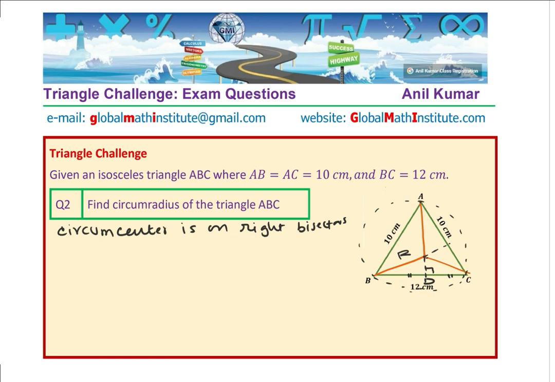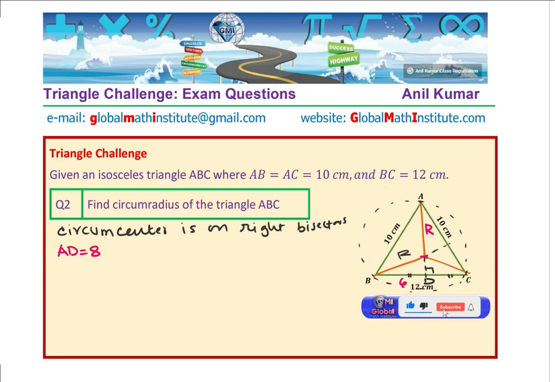So we have seen earlier that this midpoint, 12 centimeter half, will be 6, and the total length A to D is 8, right? We need to find capital R. This is also R, right? Because it is same distance. So you can see that R basically is equal to 8 minus something, right? Which we don't know.